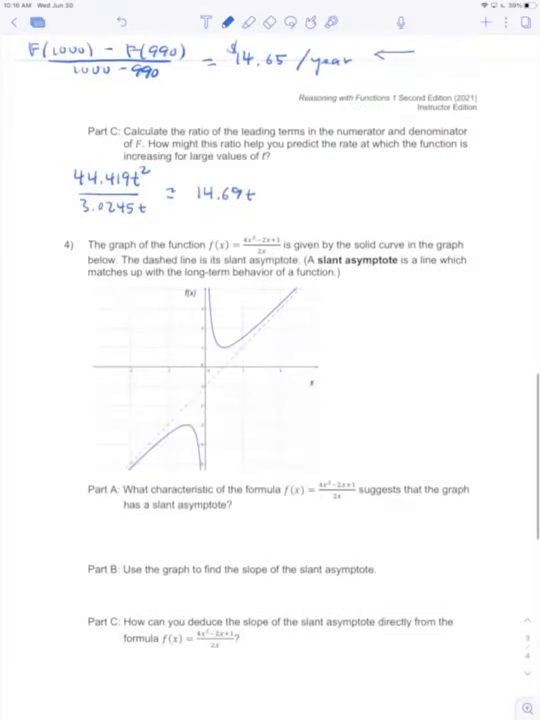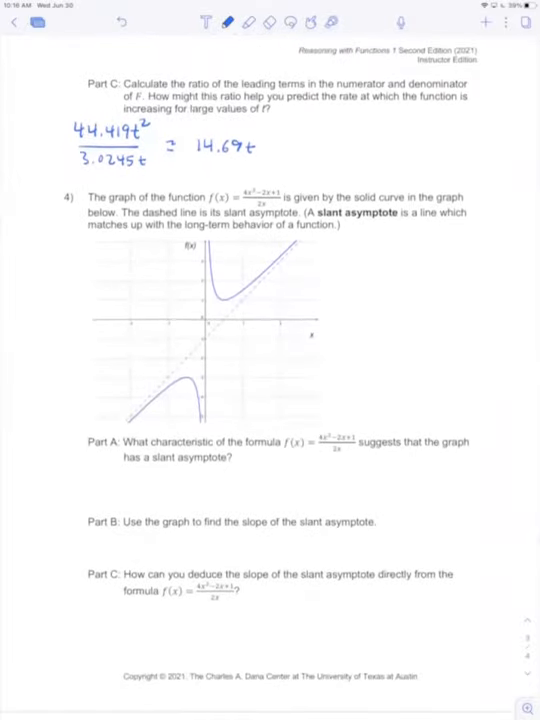Part 4. This is the graph of the function f of x equals 4x squared minus 2x plus 1 all over 2x, given by the solid curve in the graph below. The dashed line is its slant asymptote. A slant asymptote is a line which matches up with the long-term behavior of a function. Part A, what characteristic of the formula f of x suggests that the graph has a slant asymptote?